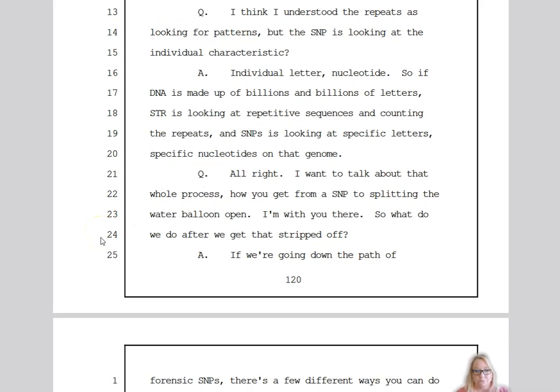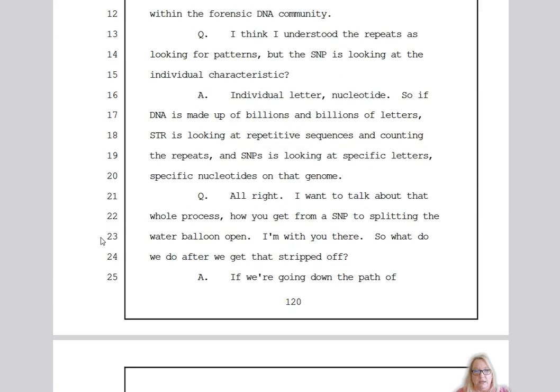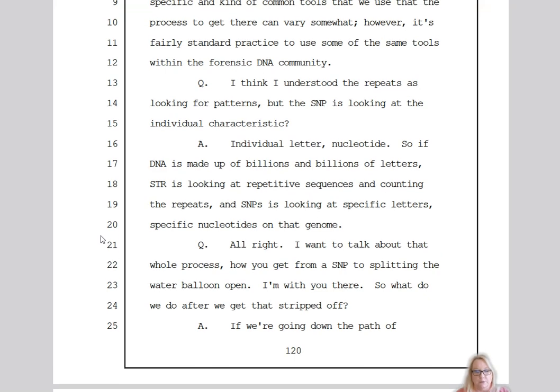Okay, so he talked a little bit about the difference between STR and SNP technology. As I've talked about before, STR is for CODIS, SNP is for forensic genetic genealogy.